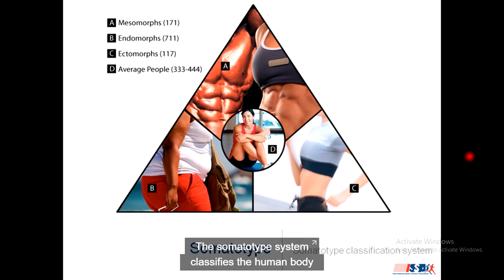The somatotype system classifies the human body into 3 types: mesomorphic, ectomorphic, and endomorphic. Mesomorphs are classified as muscular body types. Ectomorphs are classified as slim or linear body types. Endomorphs are classified as round types.